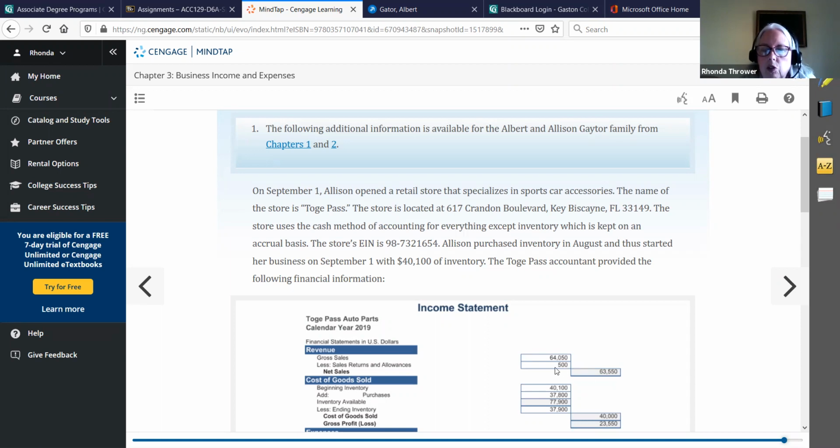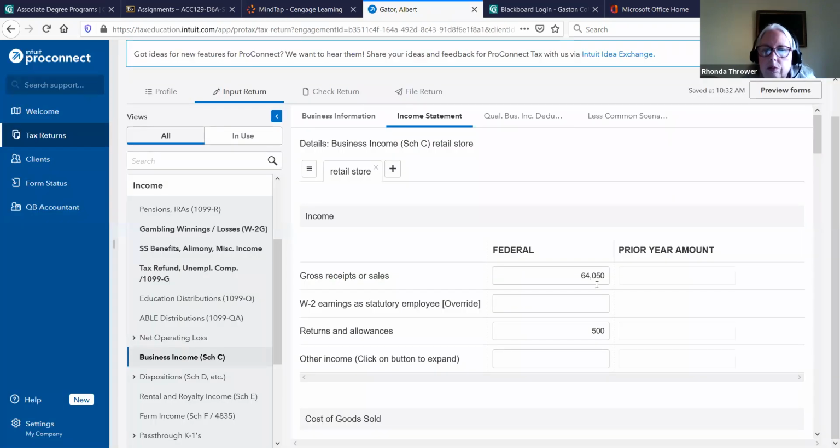But in the Schedule C, you only had to put in the gross sales, which was an account that you have kept a record of all the sales during this period of time. And those sales that were returned to you, that's the sales returns and allowances. So you entered both of these in the Schedule C for Albert Gator. One goes here and one goes here.